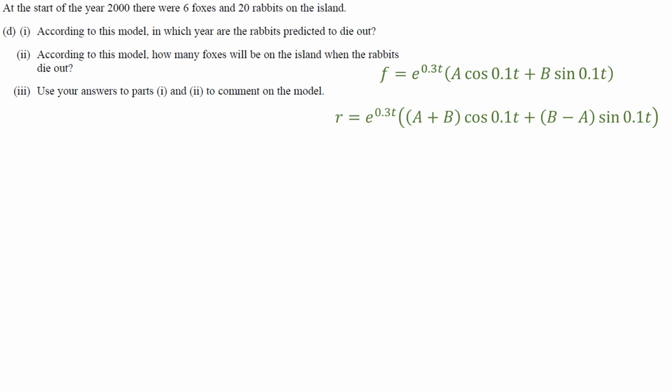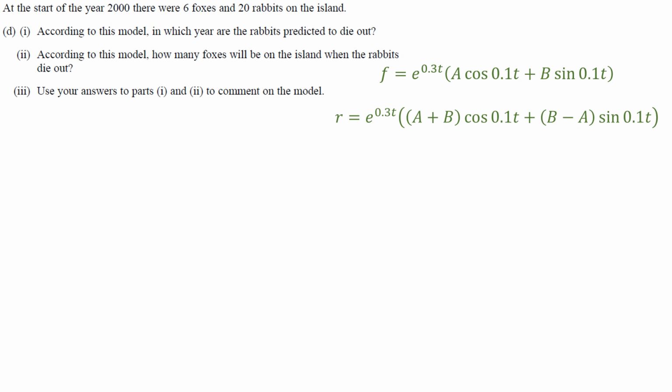In this case, I'd be interested in finding out what t is measured with respect to. Thankfully, it is measured as the time since the start of the year 2000 when the study began. Now, the first couple of bits in this question are asking questions about when the rabbits die out. In other words, what value of t corresponds to R being 0, and then how many foxes will be on the island when the rabbits die out. That's for this value of t, what is the value of f? And then we do some evaluation of the model based on that.